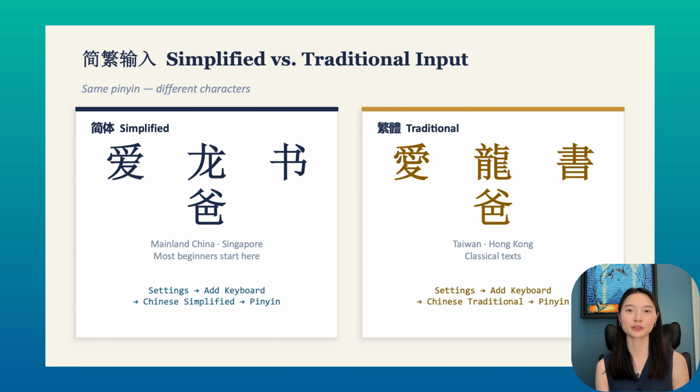One last practical note. If you ever need to type traditional characters for friends in Taiwan or Hong Kong or for classical text, just add a second keyboard, Chinese traditional pinyin. The pinyin you type is exactly the same. The input method simply offers traditional options instead. Most beginners start with Simplified, but now you know the option is one setting away.